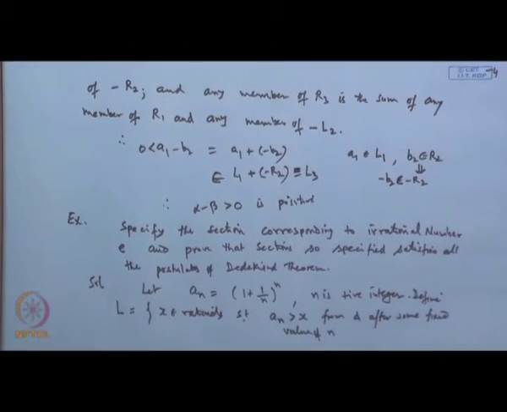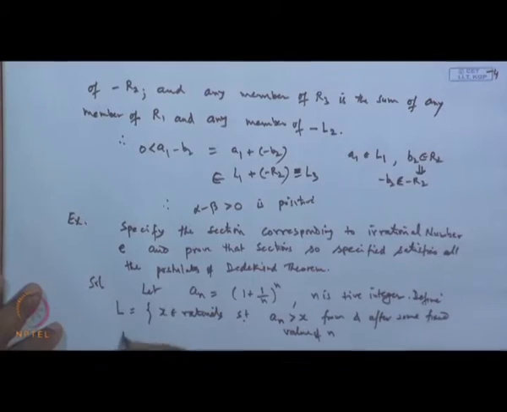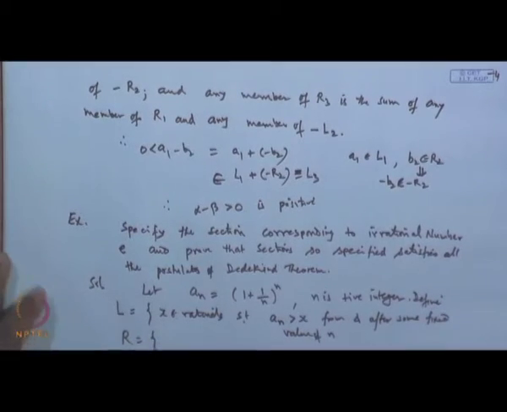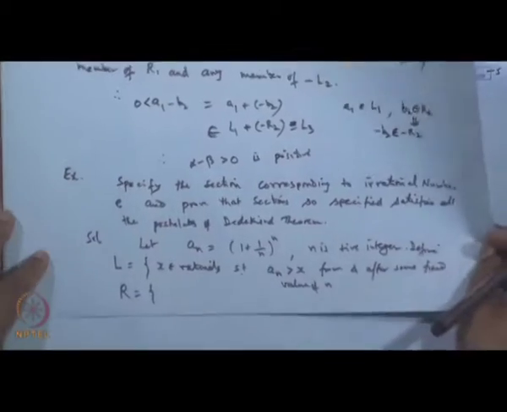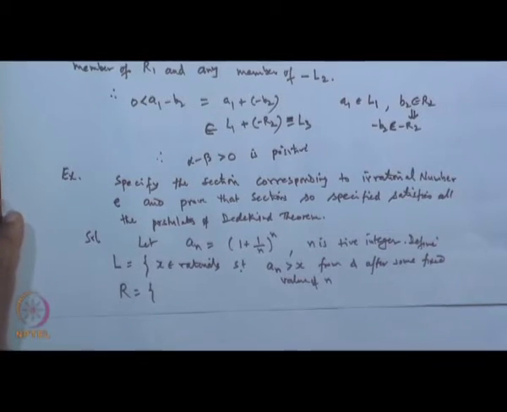That is, those rational numbers belong to L for which a_n is greater than x after some number n naught, for some fixed value of n naught. Say after n equal to n naught, a_n is greater than x, then we say x will be in L. And the upper class R, I am defining this with an upper class R.